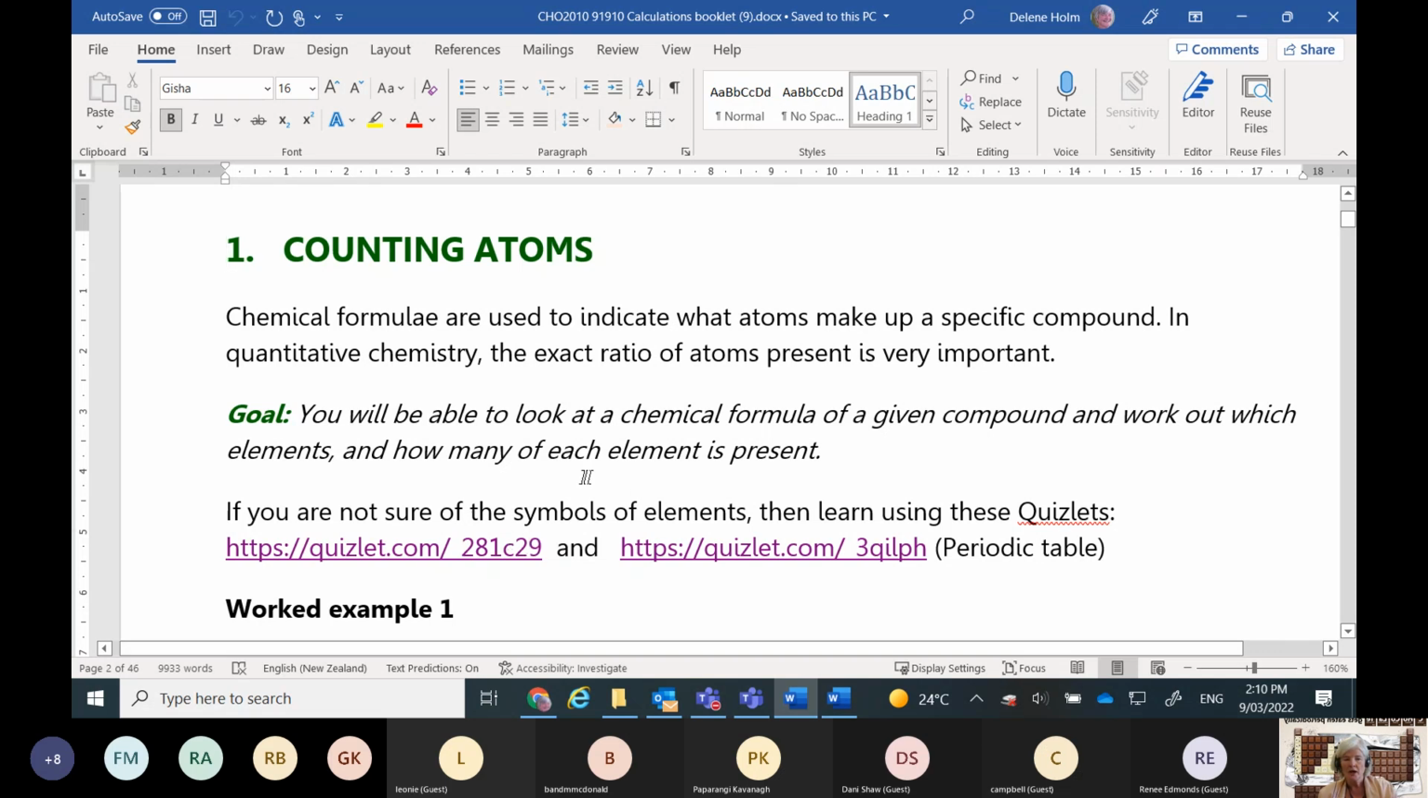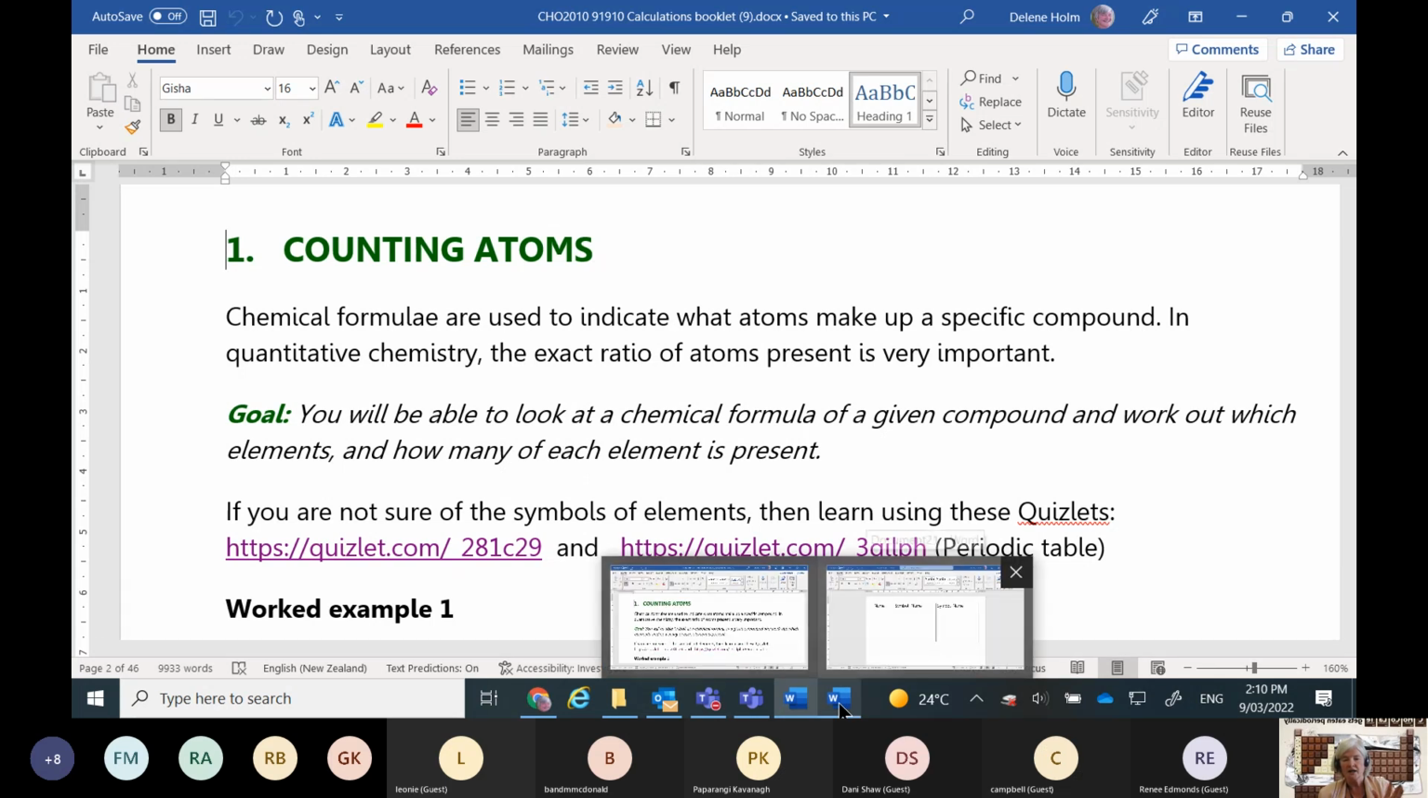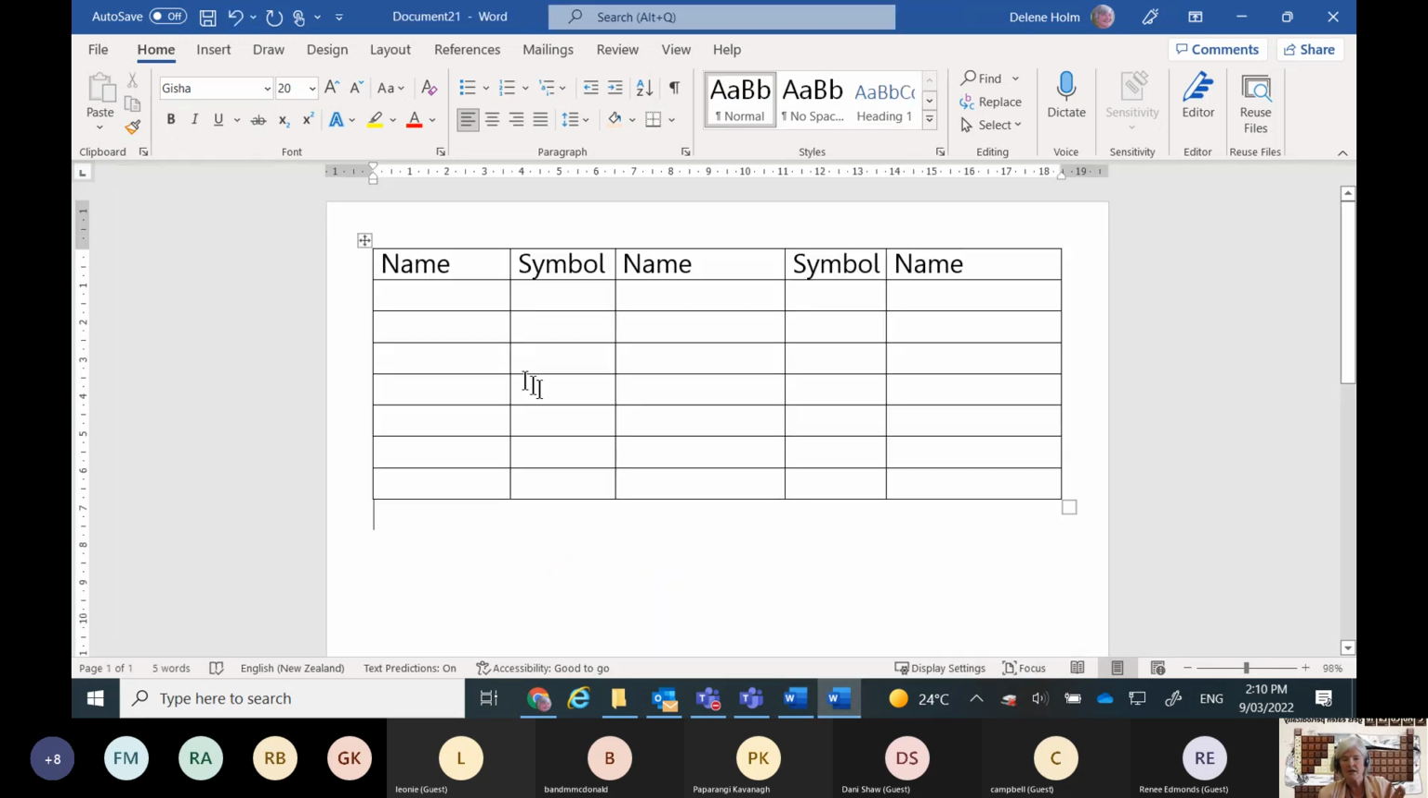So a good way of learning these is by making up a table and drawing up all the names of the elements. You need to know for level 2 the first 20 elements plus a few others. So you need to know lead, barium, copper, iron, and there are a few, zinc, that you would need to know.